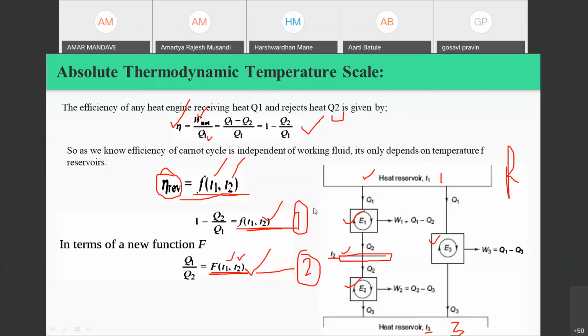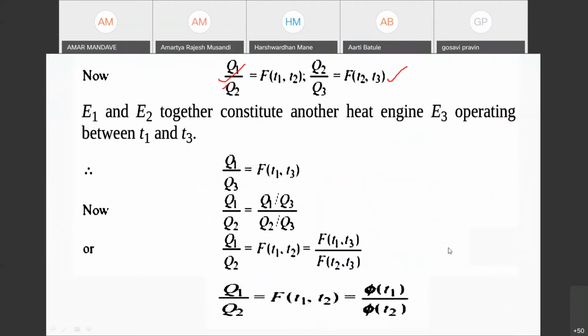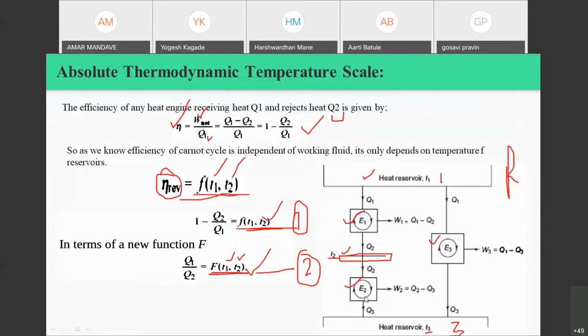So, based upon that, we can also write down this equation for the E3 also. So here you can see, those two equations are right for the reversible engine. Now E1 and E2 together constitute another heat engine that is known as the E3, operating between the T1 and T3, because E1 and E2 are collectively working between the temperatures T1 and T3, or the reservoirs 1 and 3. When we combine these two engines, we get the third engine, that is the E3 engine.